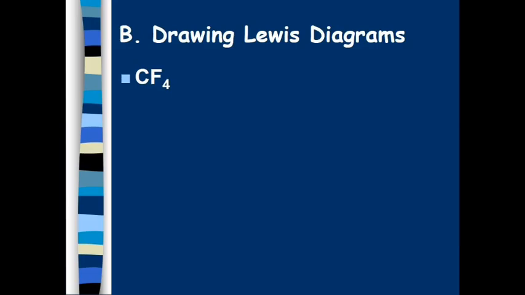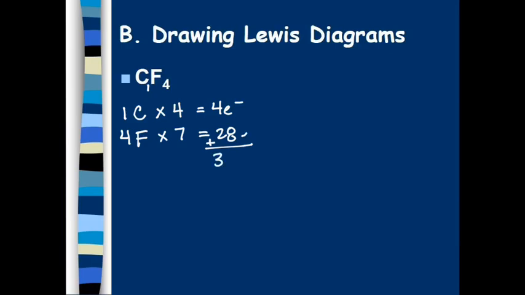So carbon, I have 1 atom of carbon. The 1 was not there, I just added it because it's understood. Carbon is in group 14. Therefore, it has 4 valence electrons because it's in group 14. 1 times 4 is 4. Fluorine, I have 4 fluorine atoms. Fluorine is in group 17. So there are 7 valence electrons. 4 times 7 is 28. We add those up. We have a total of 32 electrons to find a home for.